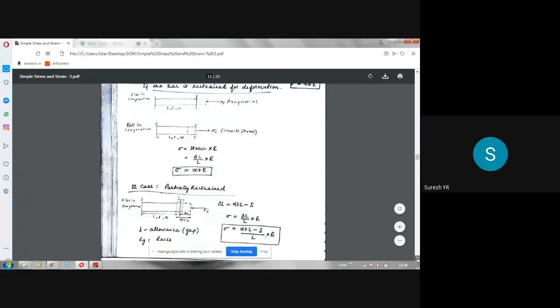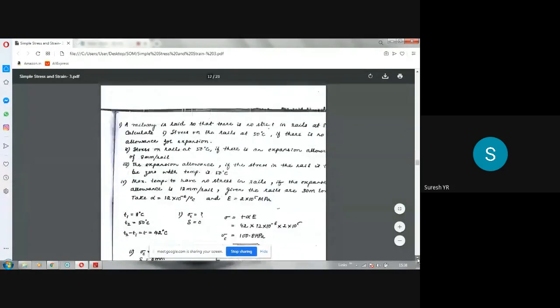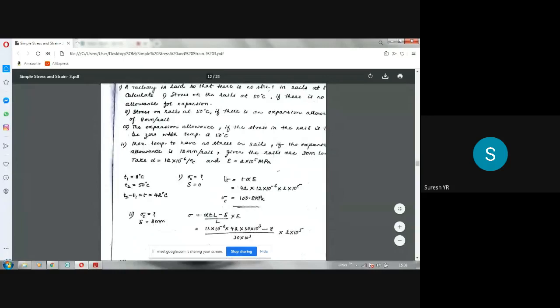Now use the formula alpha TE. That's all. The first step is alpha TE. So sigma is equal to alpha TE. Alpha value 12 into 10 power minus 6. T is the change in temperature, a rise in temperature of 42 degrees centigrade, into E value 2 into 10 power 5.